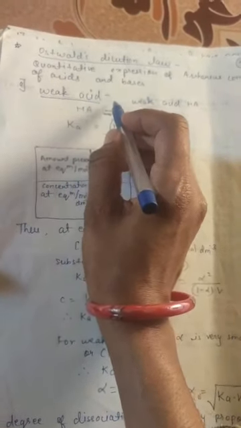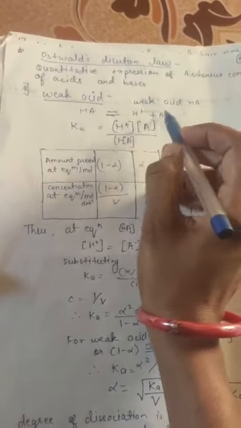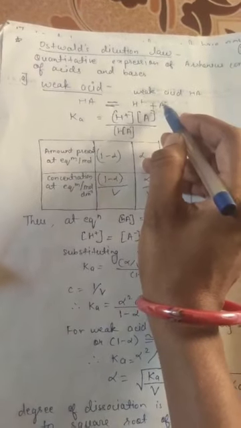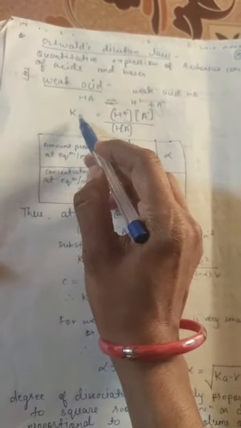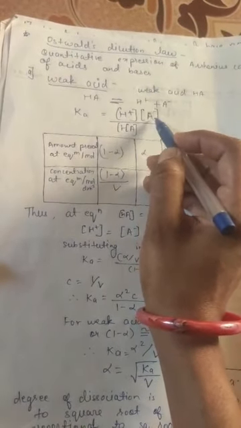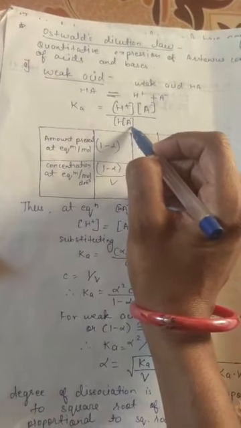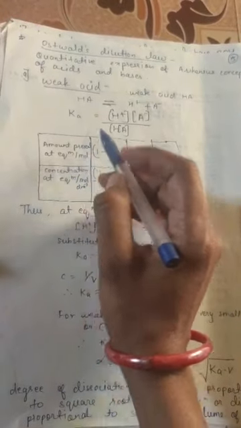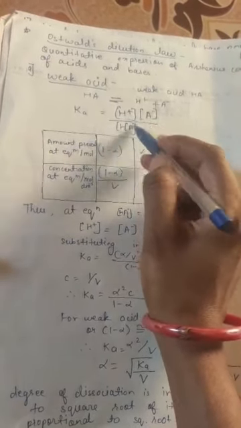For example, consider a weak acid HA. It dissociates as H plus and A minus. Since it is a weak acid, it will dissociate partially into H plus and A minus. Now, how is the dissociation constant given? Ka is equal to the concentration of H plus ion times the concentration of A minus ion divided by the total concentration of the acid.